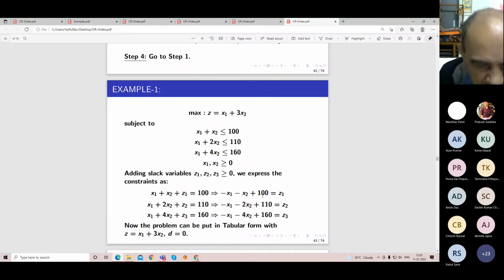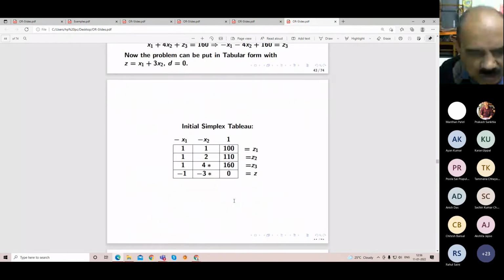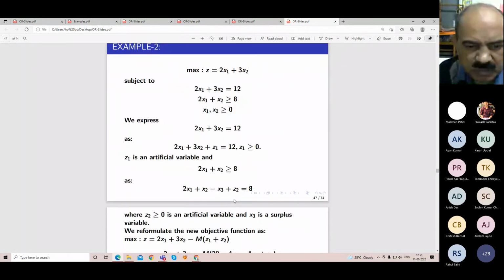But if surplus variables and artificial variables are there, this table we have to modify. Now the question is, how do we modify? Now we have some answer. Here I am going to the next problem. See, this is a problem.